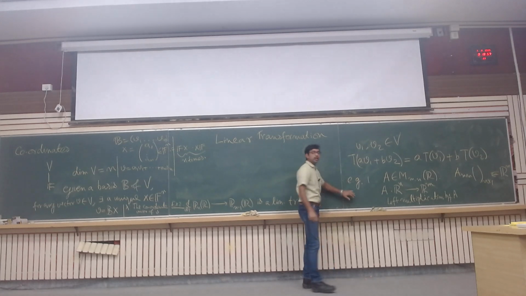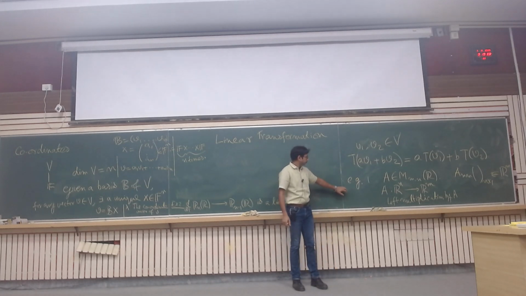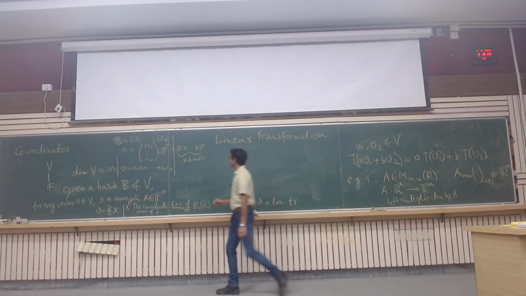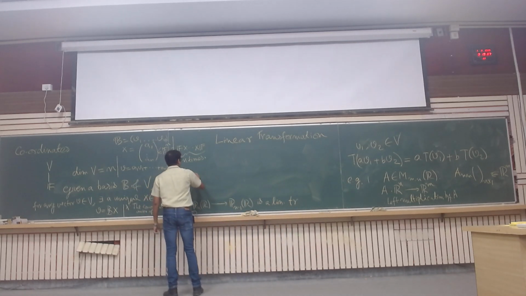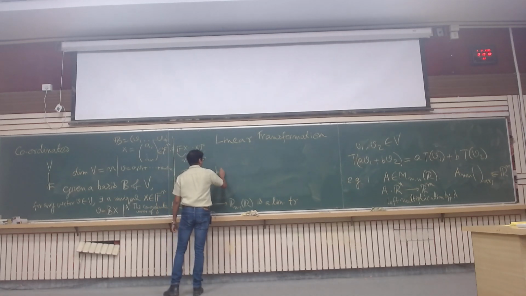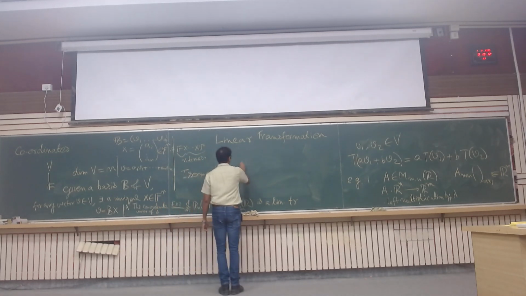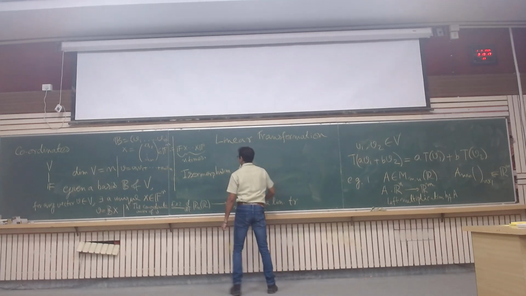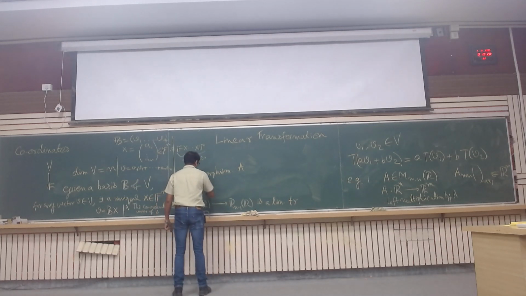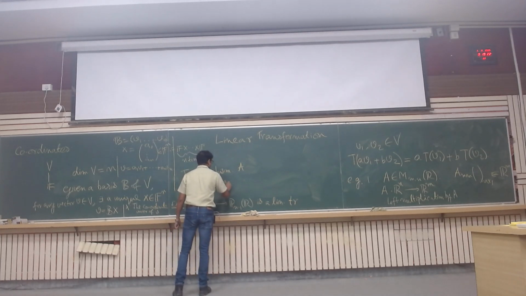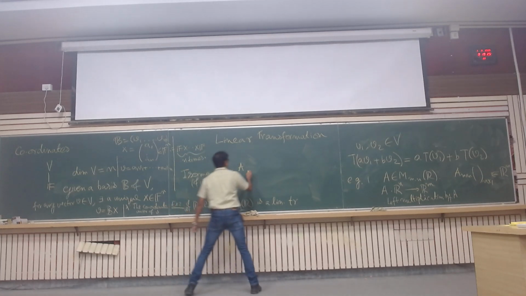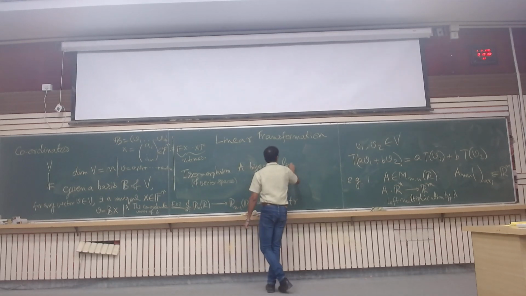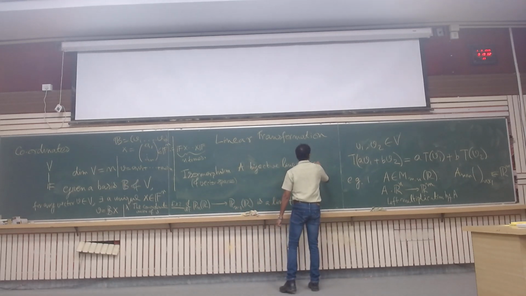Now, here we defined what is a linear transformation, right? A linear transformation which is bijective has a particular name, it is called an isomorphism. An isomorphism of vector spaces is a bijective linear transformation.